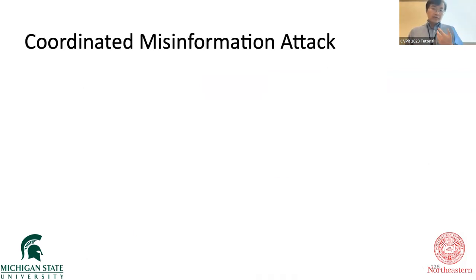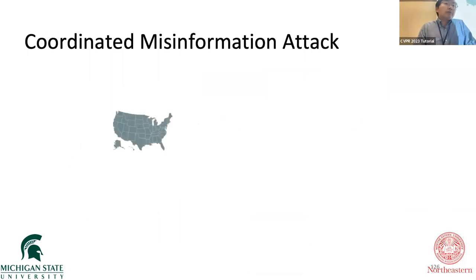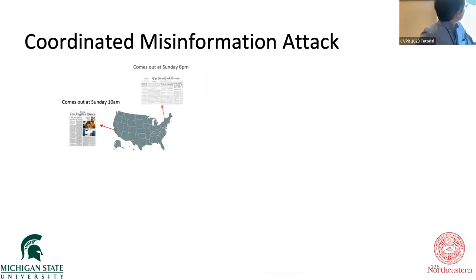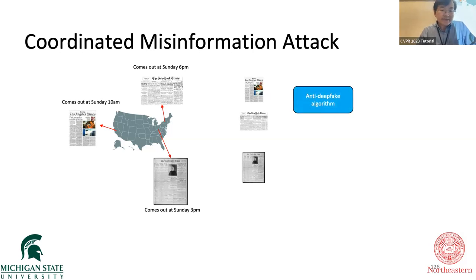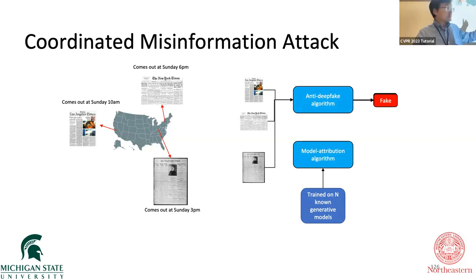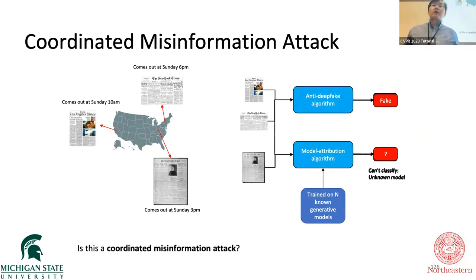So you may be wondering, what is a coordinated misinformation attack? For example, suppose in the US, we have a few big media companies. For example, this is the Los Angeles Times. Suppose at a certain time on Sunday, it receives some news uploaded from a news group. Later on Sunday, you see another one, at a different time. You also receive another news group. So if you have multiple news articles and you go through the deepfake detection algorithm, you may say, okay, these are all, let's say, fakes. And then you go through the model attribution method, it may tell you that this is some sort of unknown model, unfortunately, because this is a model I have never seen before. So from a forensic perspective, one natural question we're asking is, is this a coordinated misinformation attack? Are these three attacks coming from the same person launching this attack? That's valuable information to answer.